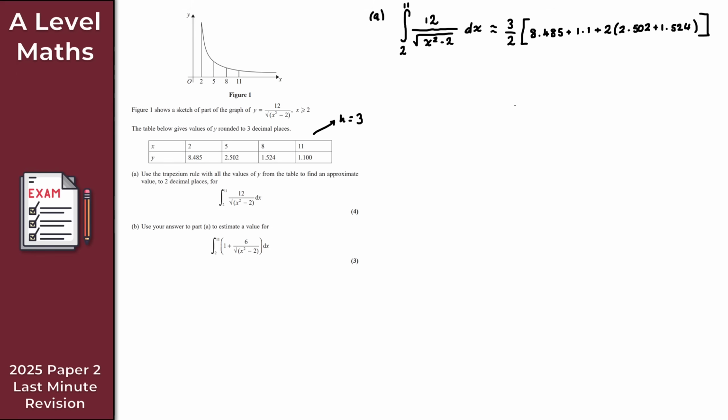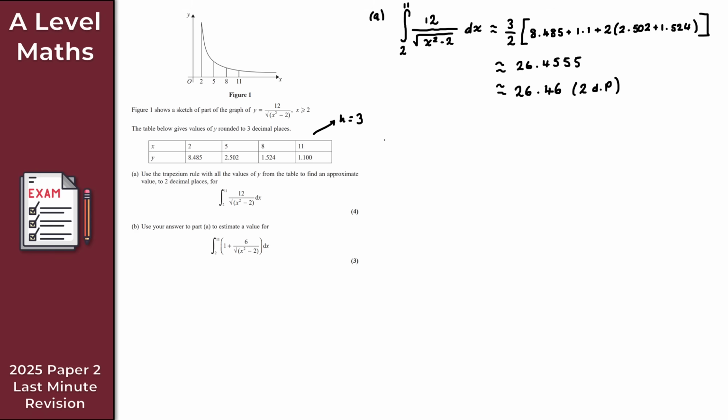Just put this into your calculator. If you do this correctly, what you should get, does it ask for 2 decimal places, I get 26.4555. So I'm writing this to 2 decimal places as part A. What I get is approximately 26.46, to 2 decimal places. Like I said, pretty straightforward. It's just an application of the trapezium rule.